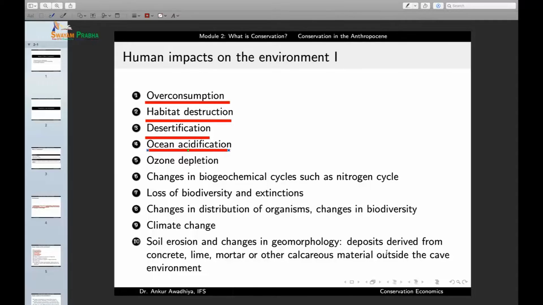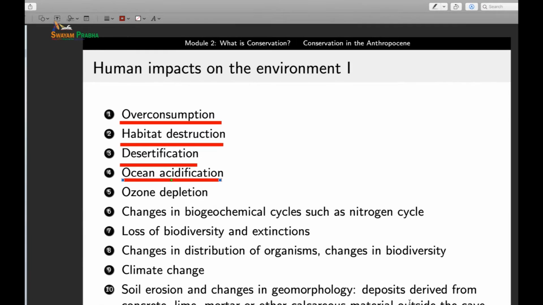At the same time, when the pH of water turns acidic, this water is no more capable of supporting a large number or a large variety of organisms because every organism has a level of tolerance for a number of things. Not all organisms can survive in acidic waters. So when you turn the water into acidic, those organisms that are not able to tolerate acid waters will die off. So ocean acidification is also a major human impact on the environment.